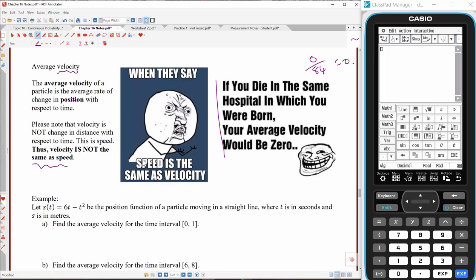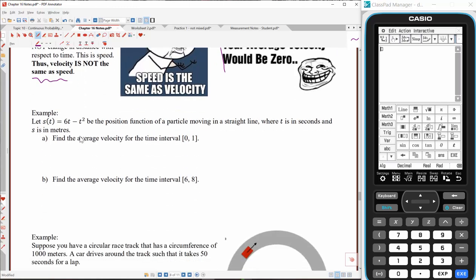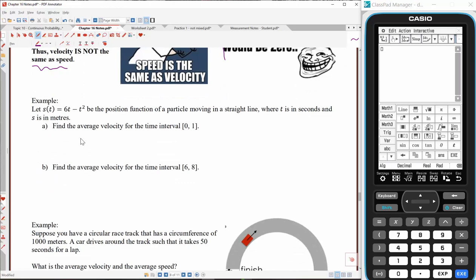So again, it's very important to note when we're talking about average velocity that we're looking at change in position with respect to time, not change in distance with respect to time. All right, and then you might think, well, what the hell is velocity for then?